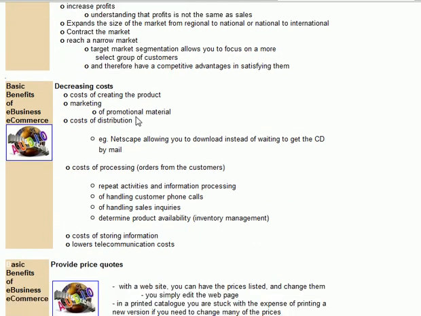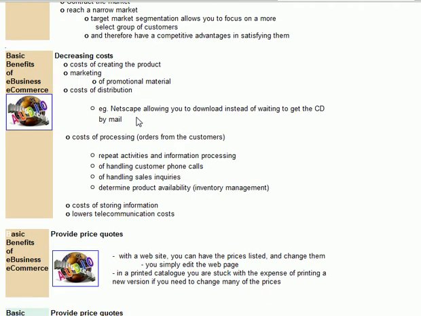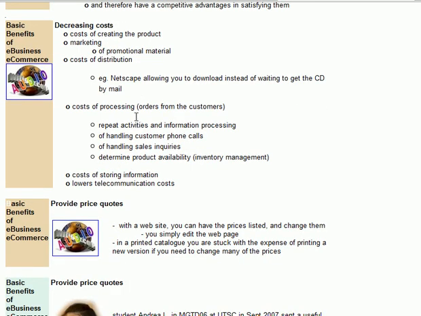Decreasing costs relates to things such as creating the product, marketing, promotional material. If your company was tortured by the expense of printing up color catalogs for years and years, and you realized that people didn't really look at them as if they wanted to buy the product immediately, it was kind of a waste of all that shiny paper, you could simply put the pictures on a website and cause them to spend money by printing it out on their printer. Also, processing orders, repeat activities, handling customer phone calls, sales inquiries, these are other things that can decrease your costs.